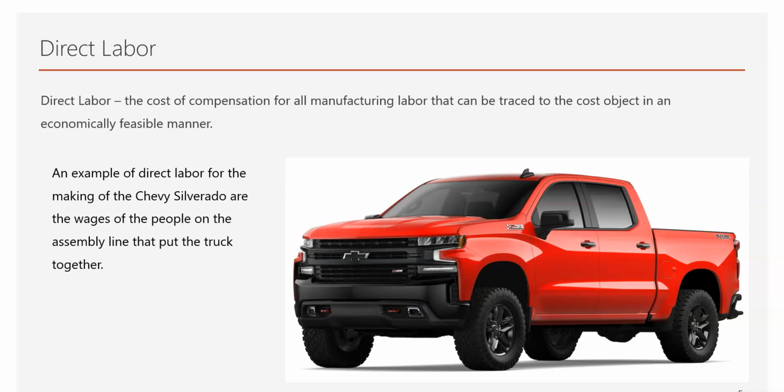If you've ever seen an assembly line, you'll notice that the vehicles are transported down from one end of the factory to the other. One person will put on a tire, another person will put on a door, another person will put on a mirror. Those are examples of direct labor because they are directly involved in the putting together and the assembly of that Chevy Silverado.